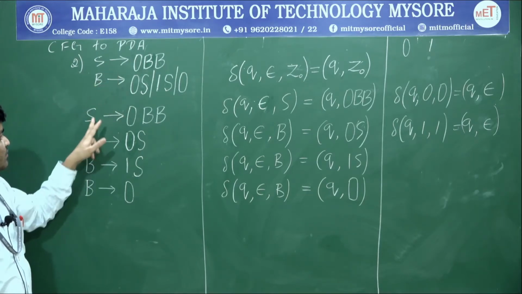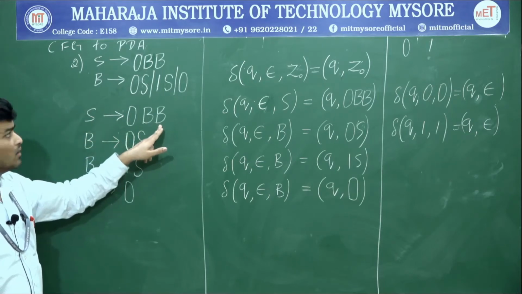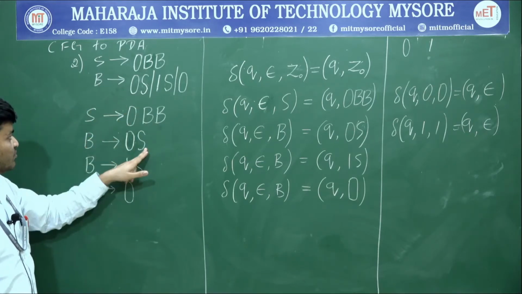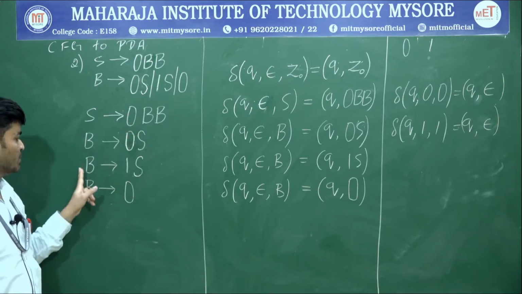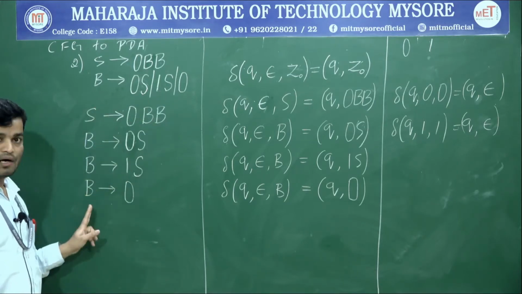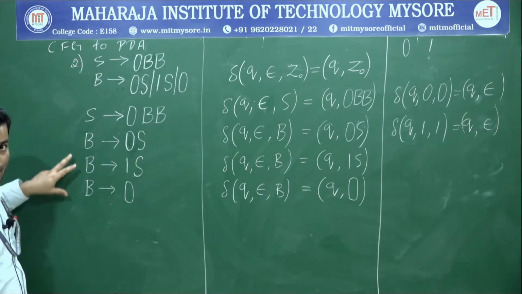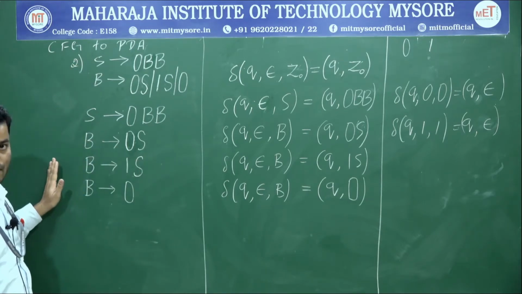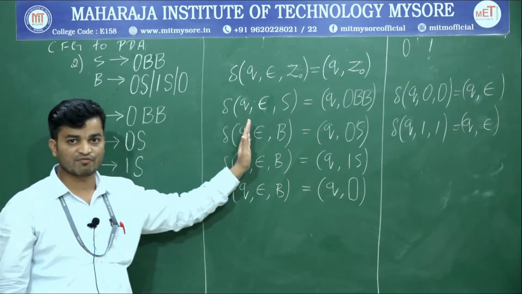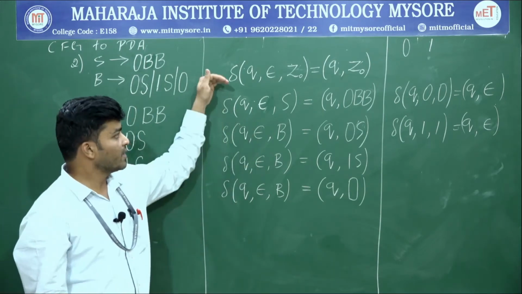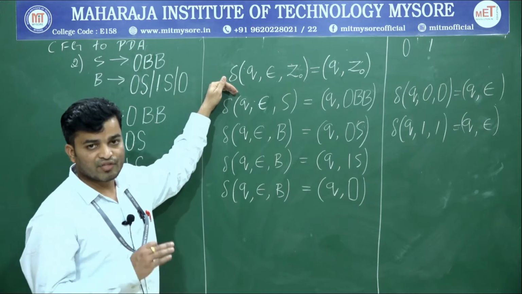So I can rewrite this one as S generating 0BB, and B generating 0S, or in the same way B generating 1S, or B generating 0. So I can rewrite this grammar in this way. First rewrite in the proper way so that we can write the transition function for the PDA easily. I already told you the first transition is the same for all problems.